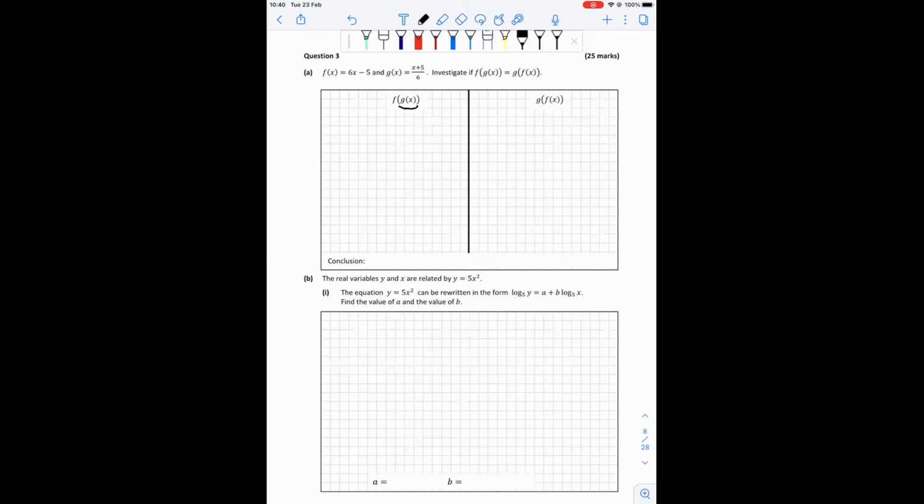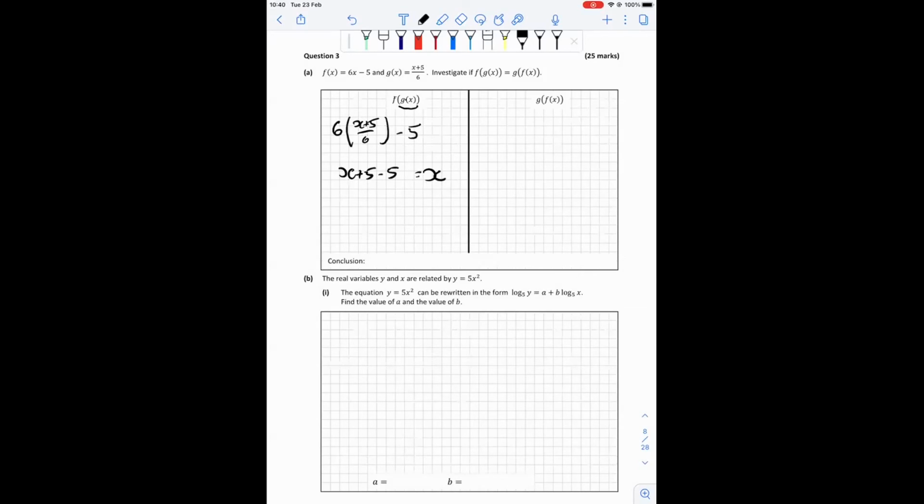So for the left-hand side, when they want f of g, it means you take g, which is x plus 5 over 6, and you sub it in for x in f. So you do 6 times, instead of x, we write x plus 5 over 6, minus 5. Remember again, we always start from the inside. It's the first one we're doing, and then it goes into f. To solve this, we multiply 6 times x plus 5 over 6, 6 and 6 make 1, so it's x plus 5 take 5, and that gives x.